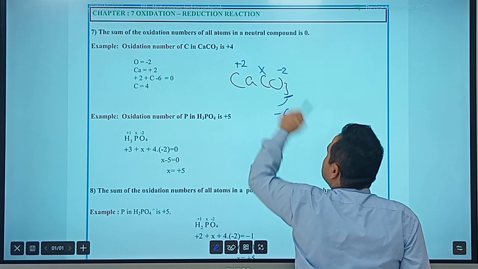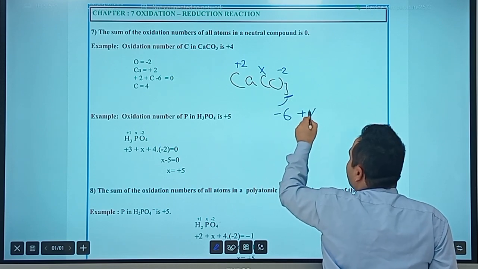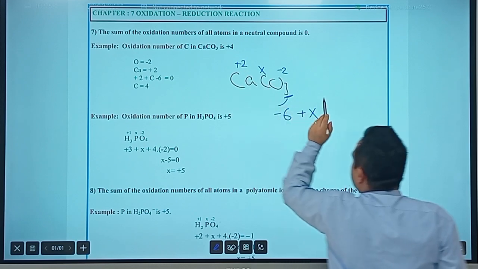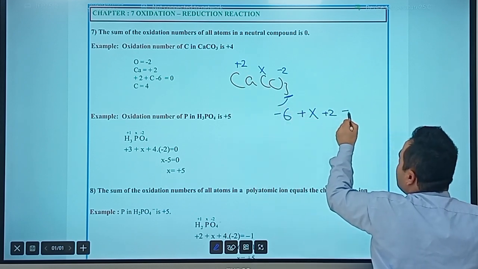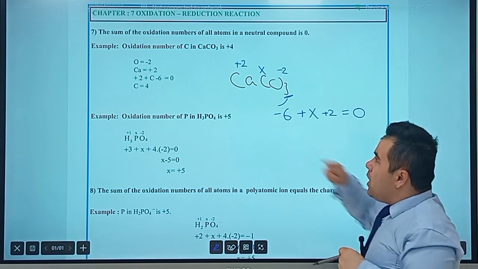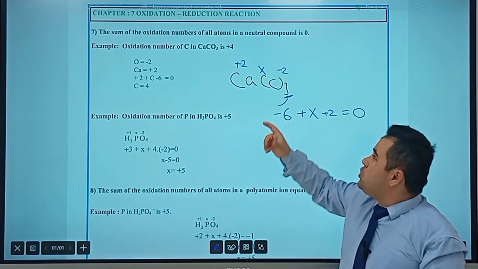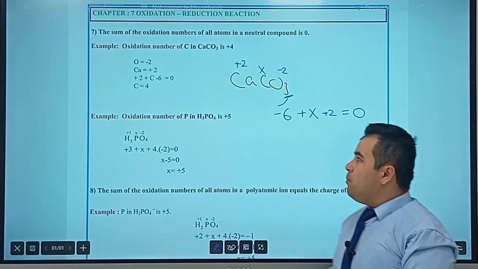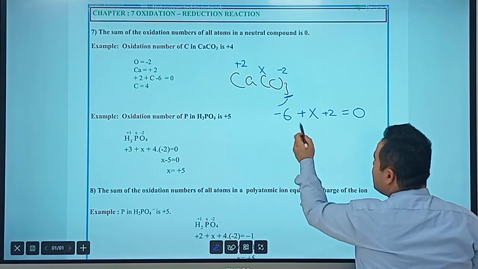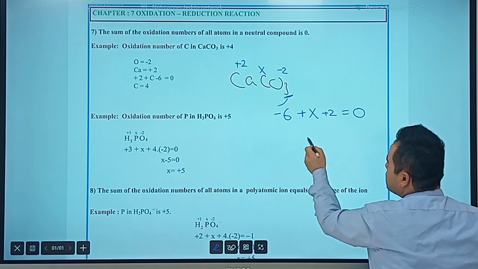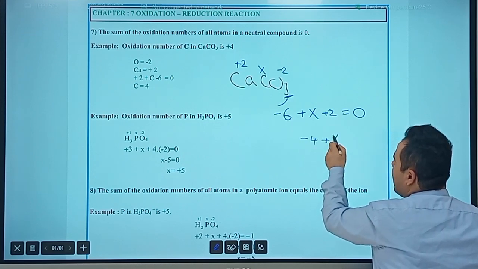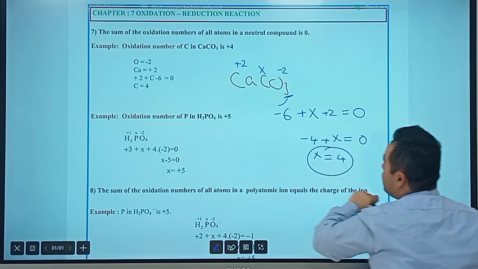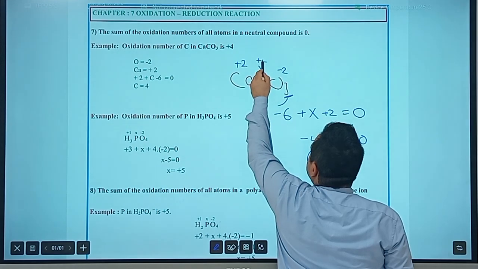Instead of carbon, let us write X, plus X, and then the subscript of the calcium is 1. 1 multiplied by 2 is +2, equals 0. Why equals 0? According to this rule, the summation of the oxidation numbers of all atoms in a neutral compound must be equal to 0. So in this case, -6 plus 2 equals -4, plus X equals 0. X is equal to 4. So the oxidation number of carbon here equals +4.